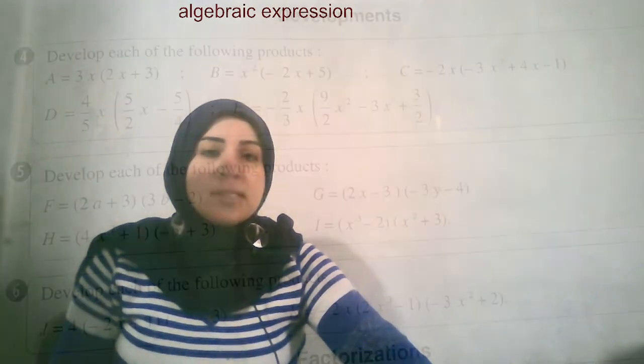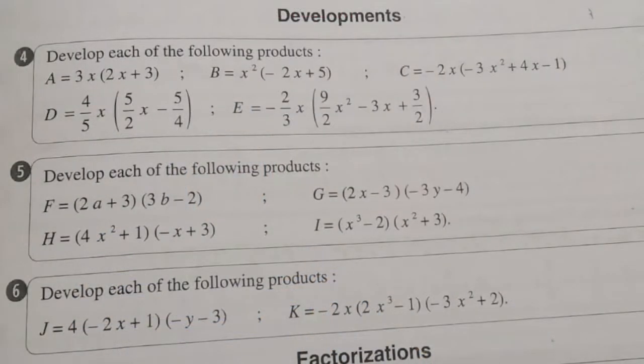Hello dear, today we will continue solving exercises about algebraic expressions. It's exercise 4, page 79. The first one: develop each of the following products. A equals 3x into 2x plus 3.